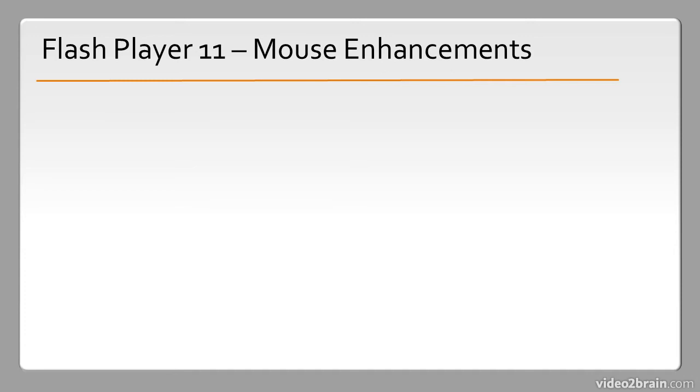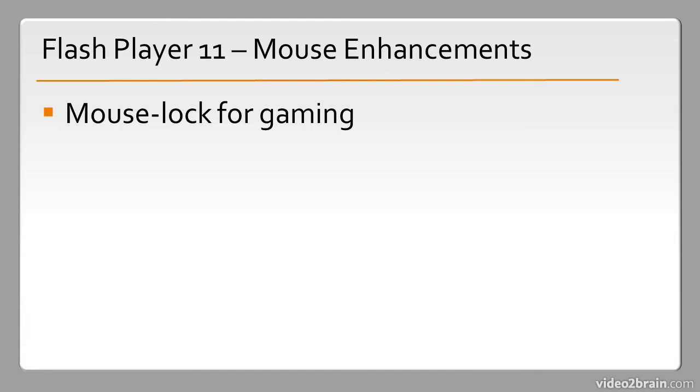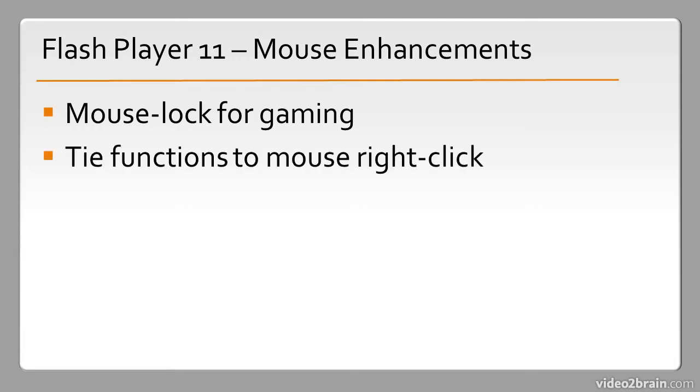Flash Player 11 sees a number of enhancements to the mouse APIs. One of those is mouse lock for gaming, and this allows you to lock the mouse when you're in full screen mode in a game so that you can scroll endlessly and not be tied to the top, bottom, left, and right hand sides of the stage. So your mouse would get stuck and you have to move over. It's very cumbersome. Mouse lock alleviates all that. It provides endless scrolling. You can also tie functions to the mouse right-click.